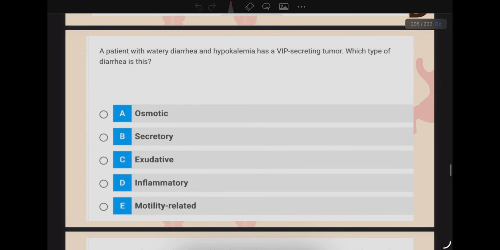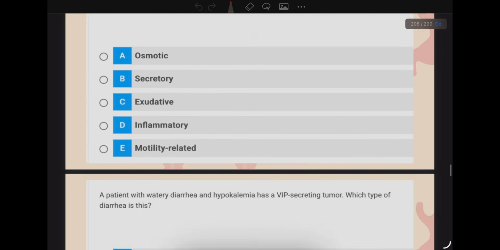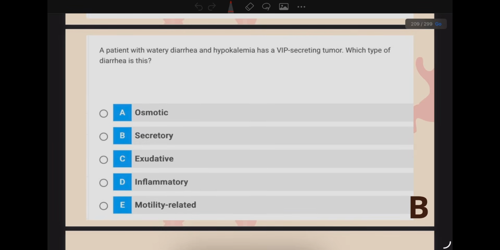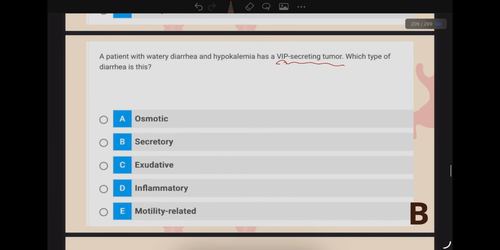Now this. Yeah, it's secretory diarrhea. As we said, VIP is related to secretory diarrhea.